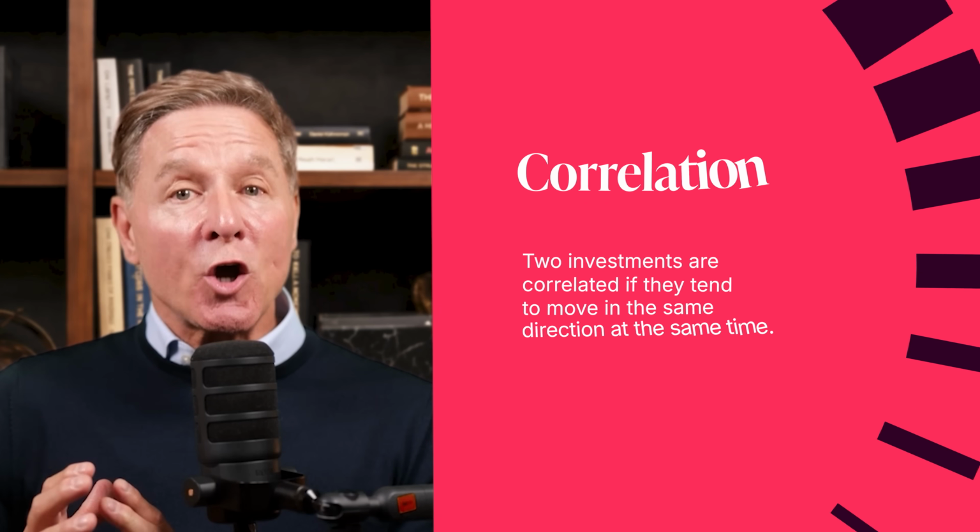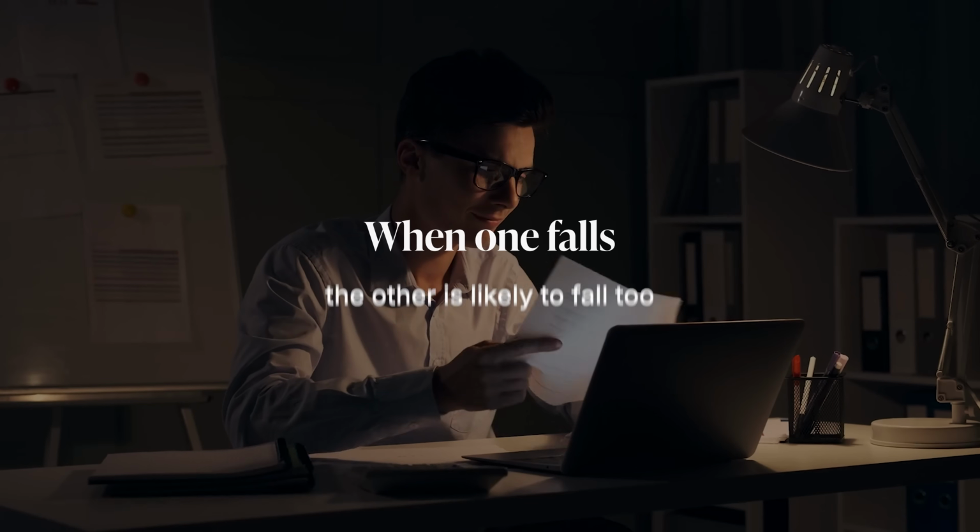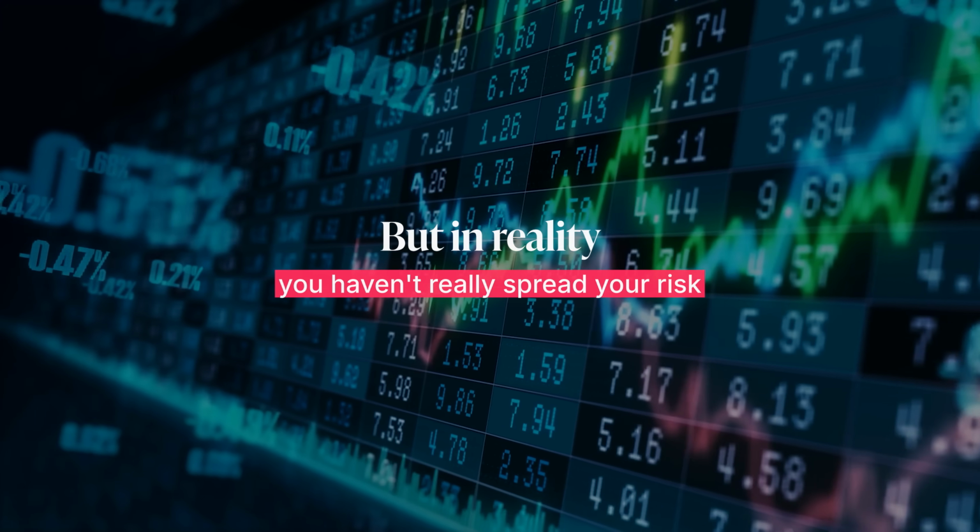Two investments are correlated if they tend to move in the same direction at the same time. Now, if you own two highly correlated investments, say shares in two companies in the same sector, when one falls, the other is likely to fall too. So you might think you've spread your money, but in reality, you haven't really spread your risk.